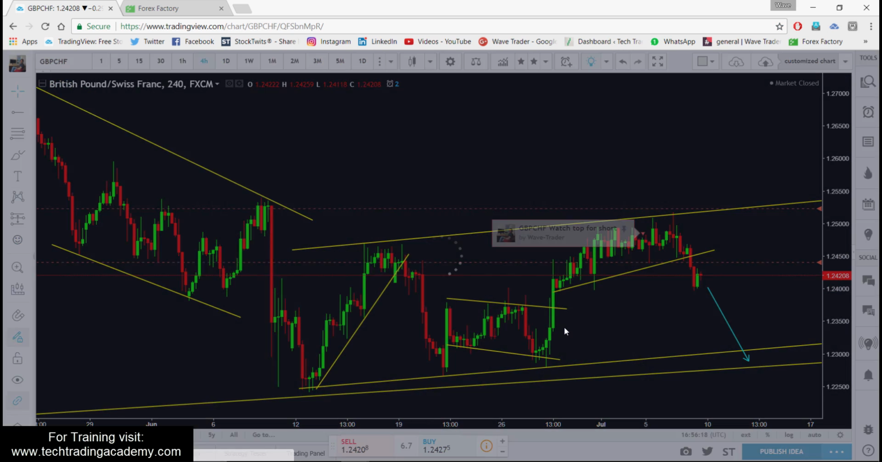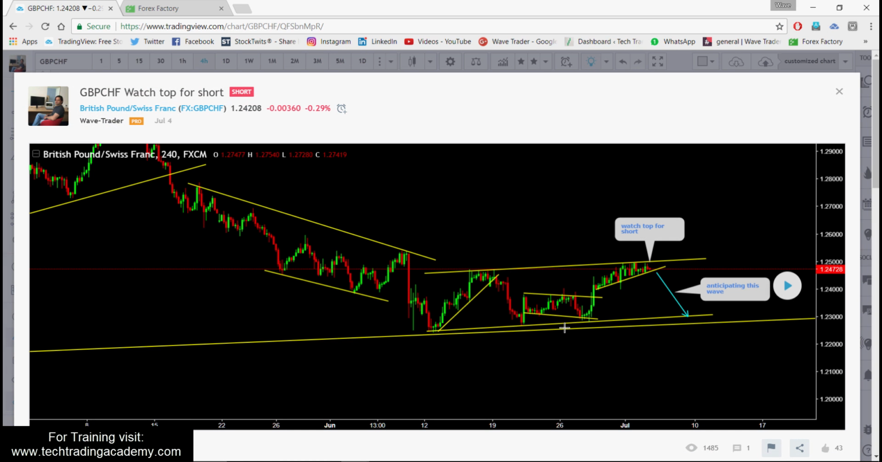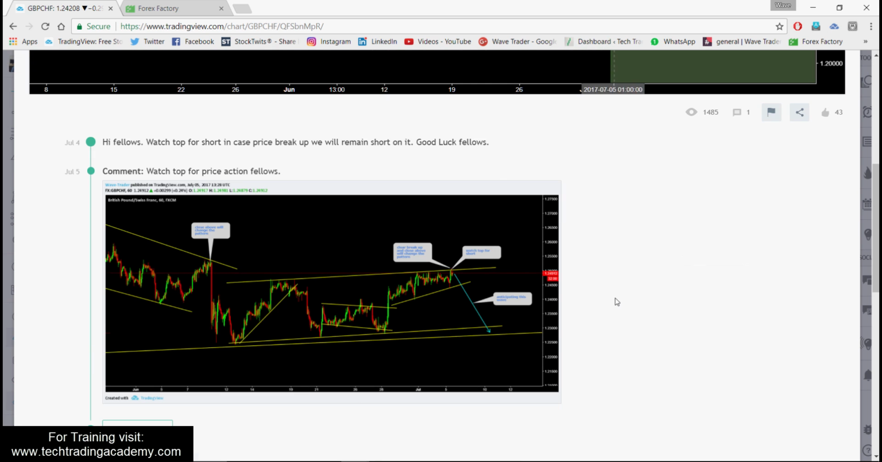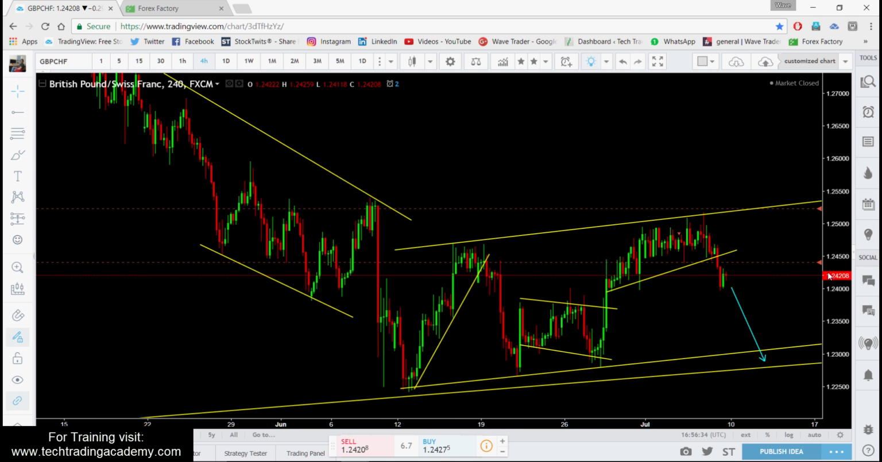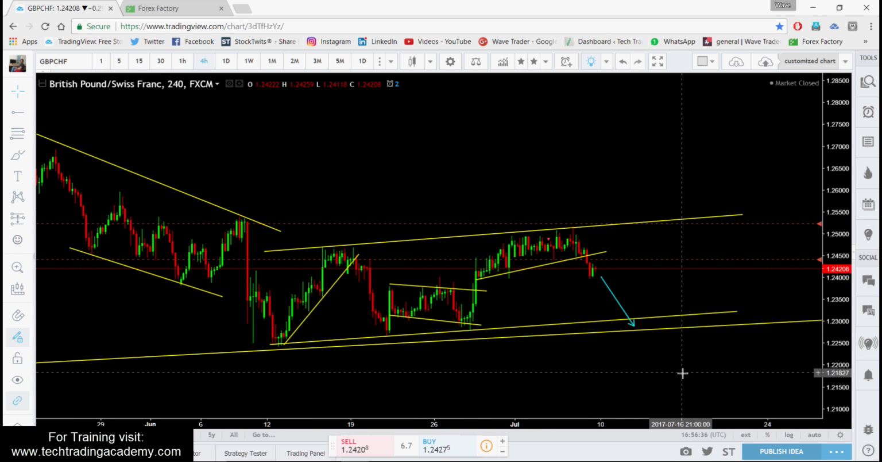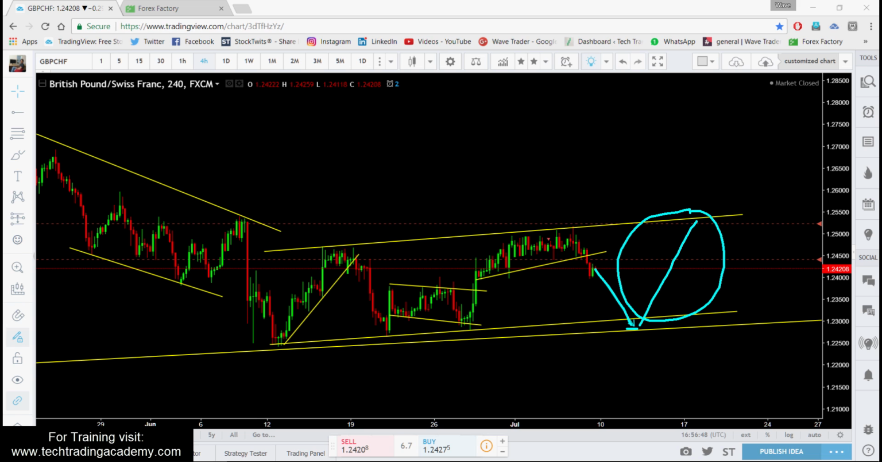Some fellows were getting frustrated in the week, thinking that this pair is not going to fall, but this pair is falling. So those fellows who are holding their trade, watch price action at this area. Watch what we're going to get at that area. If price is not going to break down, then this is the trade for short term.